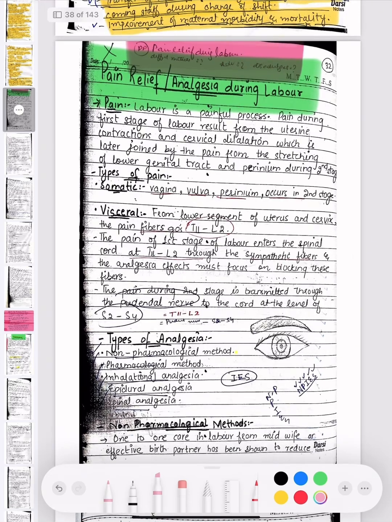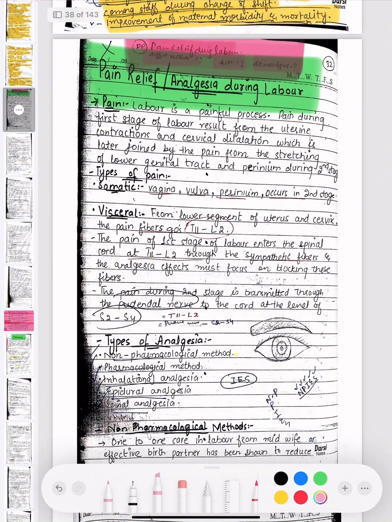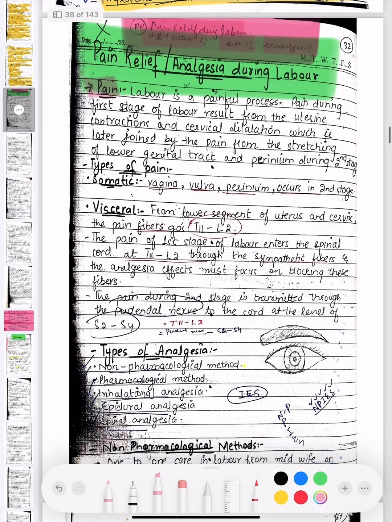So we are having a scenario that pain relief during analgesia, what are the different methods and what are the advantages and what are the disadvantages. So first we will discuss the pain relief methods for the pain of labor, and then we will discuss advantages and disadvantages. Labor is a painful process.